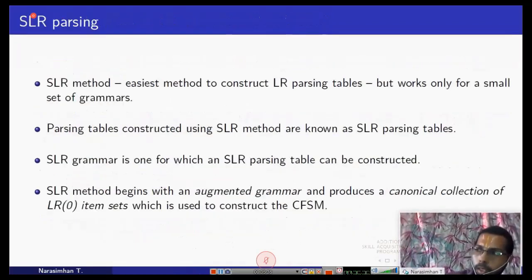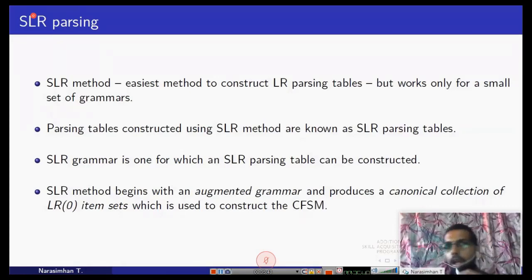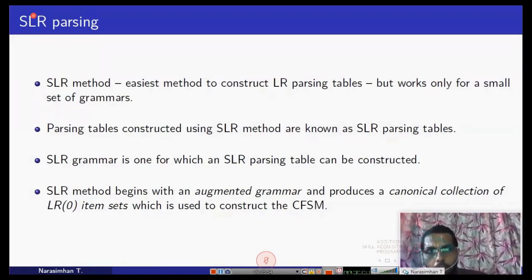So after seeing all these basics, we'll start with the first method of table construction, that is SLR parsing. As I told earlier, there are 3 methods: SLR, CLR, and LALR. Of the 3, the SLR is the easiest method to construct a parsing table. Although it is easy, it turns out that this SLR method will work only for a small set of grammars. But since it is very easy to construct, we will use it as a starting point, and later on we will build the other concepts over and above this simple SLR method.